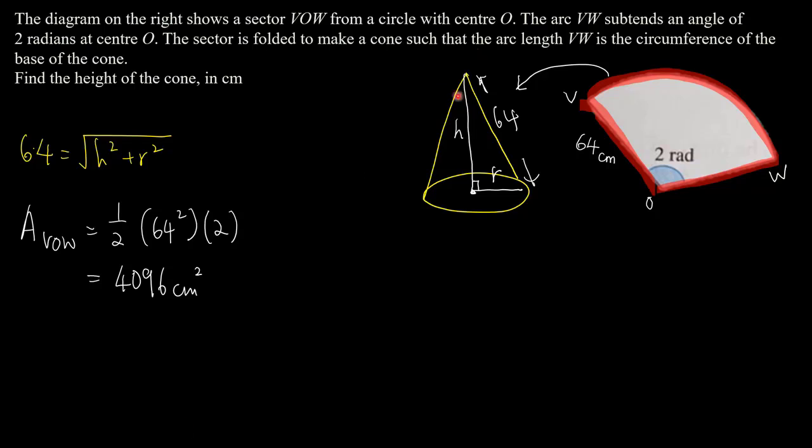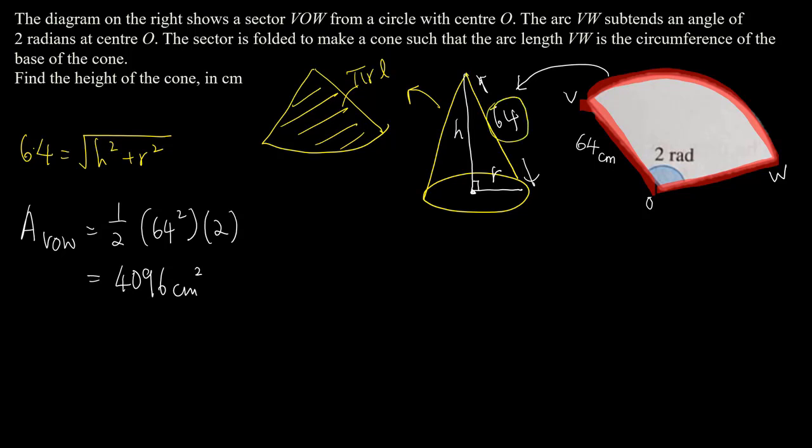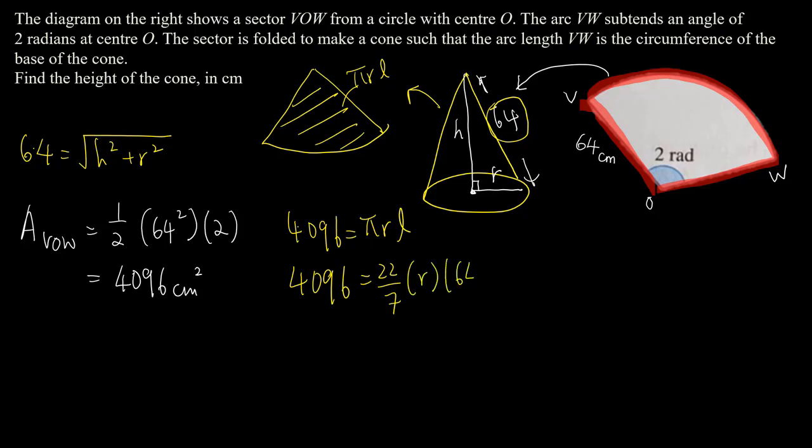From the cone we know that the area of the sector is pi R L. When you unfold the cone you have this, and this area is pi R L, where L is the slant height of the cone. Therefore 4096 equals pi R L. So 4096 equals 22/7 multiplied by R and L, the slant height.